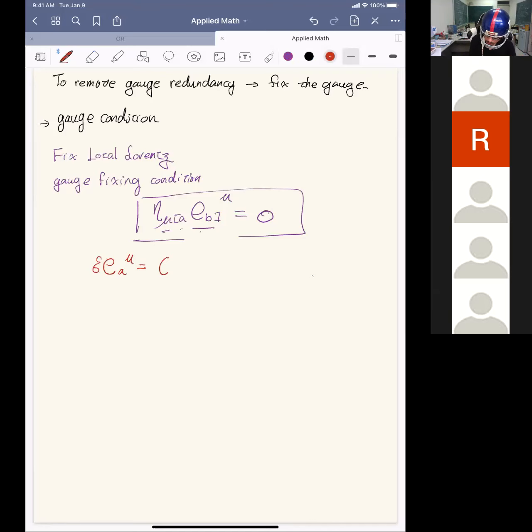And so in your homework, you're supposed to derive that the variation of the Vierbein is given by this. You should derive this.